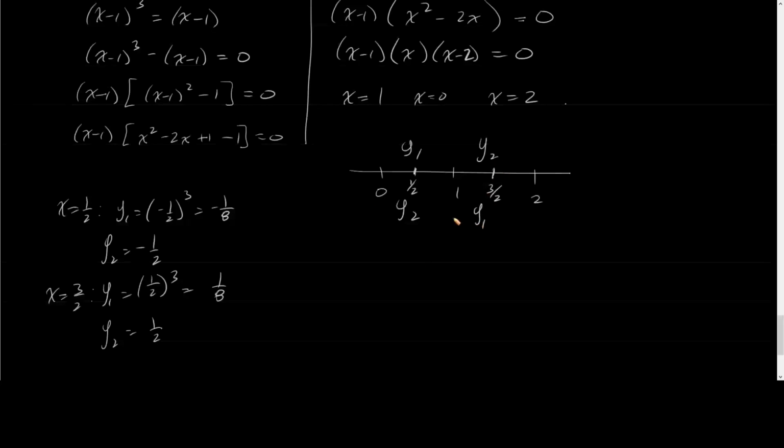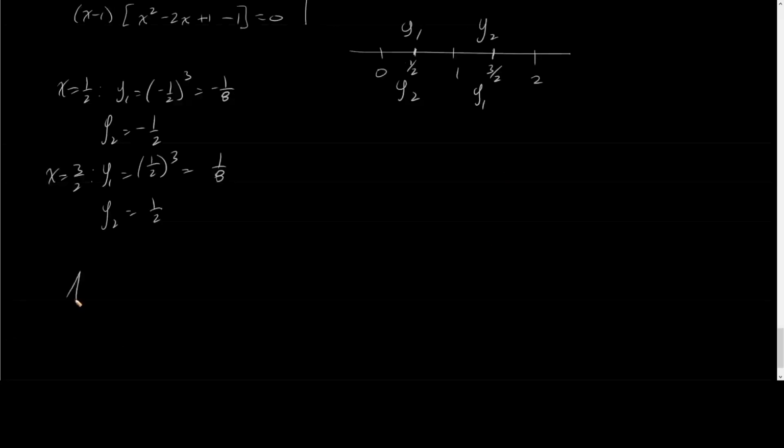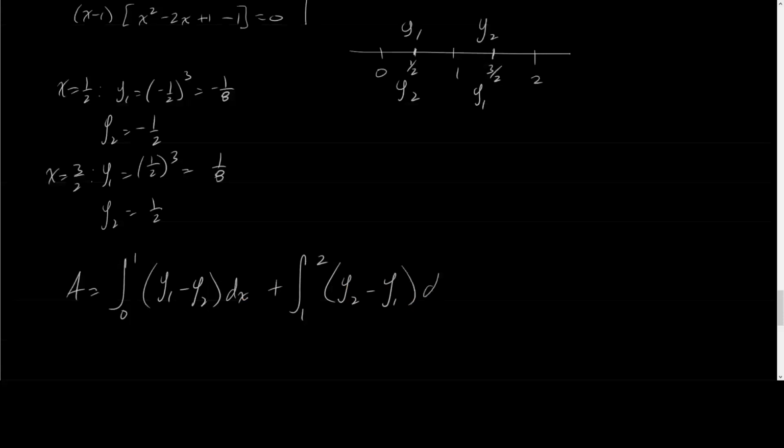So now, our area is going to be the sum of the area between the curves from each interval. Right, so this is going to be the integral from 0 to 1 of y sub 1, the top function, minus y sub 2 dx, and then that plus the integral from 1 to 2 of y sub 2 minus y sub 1 dx, right?